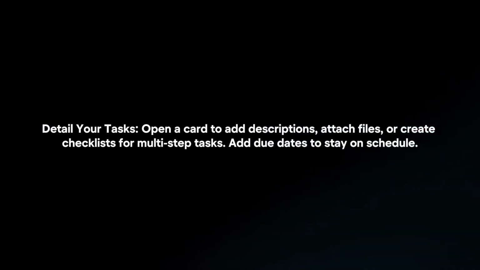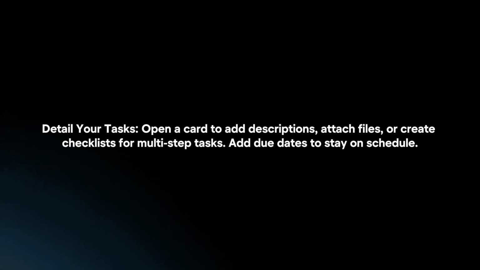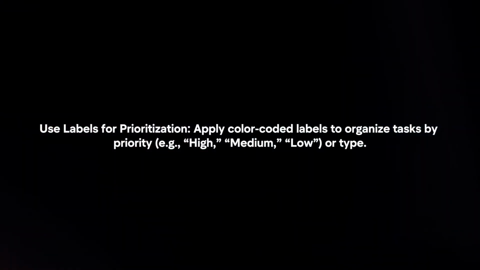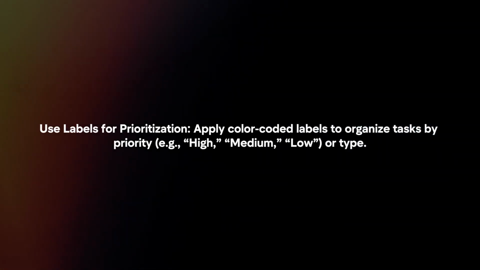Detail your tasks. Open a card to add descriptions, attach files, or create checklists for multi-step tasks. Add due dates to stay on schedule. Use labels for prioritization. Apply color-coded labels to organize tasks by priority or type.